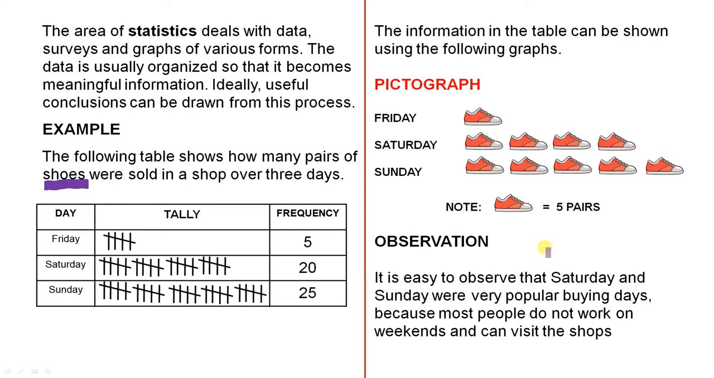Let's make an observation. It is easy to observe that Saturday and Sunday were very popular buying days because most people do not work on weekends and can visit the shops. So that's probably the reason why those 2 days were very popular with respect to the buying of shoes. Most people don't work on the weekend.